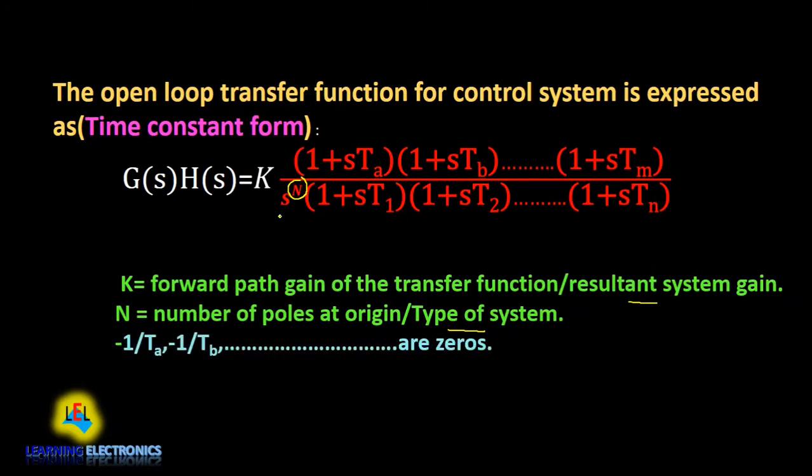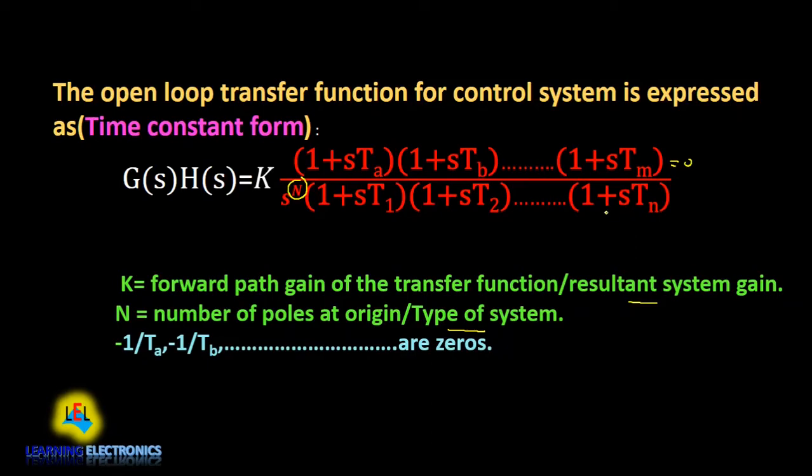In the last class I have already told you that if we equate the numerator of this transfer function equal to 0, then we can find out the zeros present in the transfer function. So here the zeros will be minus 1 upon Ta, minus 1 upon Tb, etc. are the zeros of this transfer function.